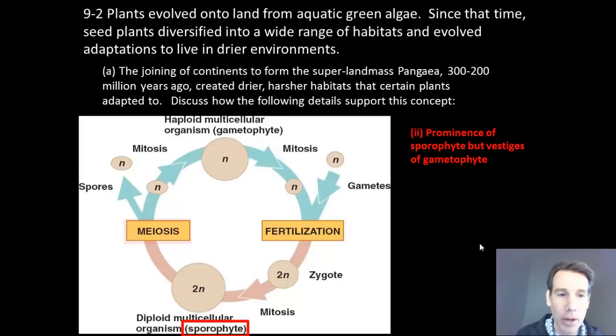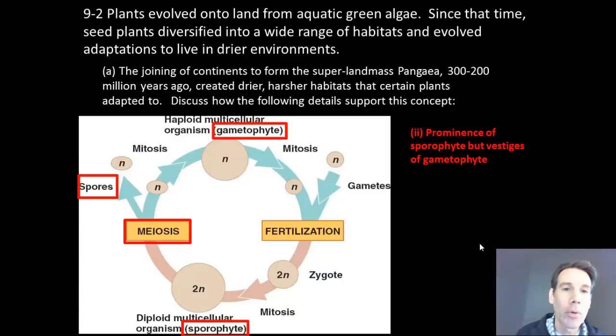The sporophyte will undergo meiosis to produce these haploid spores. The spores can get dispersed by the wind in certain cases, such as the seedless plants. They will get dispersed by the wind. They'll land on the ground and they'll be germinating and grow into a gametophyte. The gametophyte's job is to then make gametes through mitosis. And then those gametes will get fertilized and that will produce a new sporophyte again.